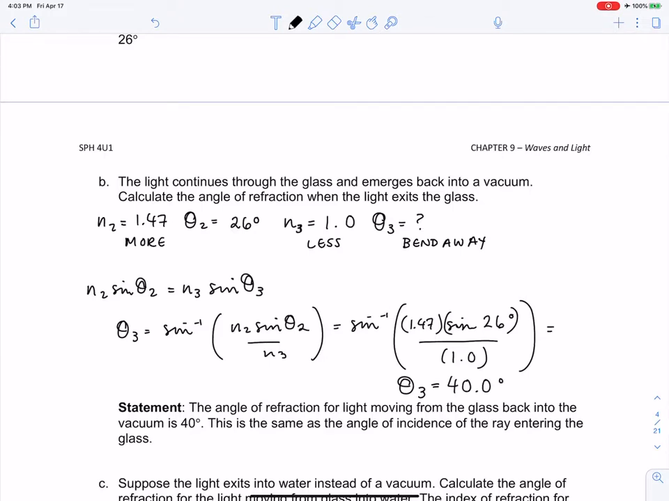Now, this should come as no surprise. If light travels from a vacuum to glass at an angle of 40 degrees, then travels through the glass, bends towards the normal, then travels back out of the glass, back into the vacuum, it's going to bend away from the normal. And the principle of reversibility tells us that this path is completely reversible. So if it entered at 40 degrees, it should leave at 40 degrees. So again, this is a bit of a proof of the principle of reversibility.